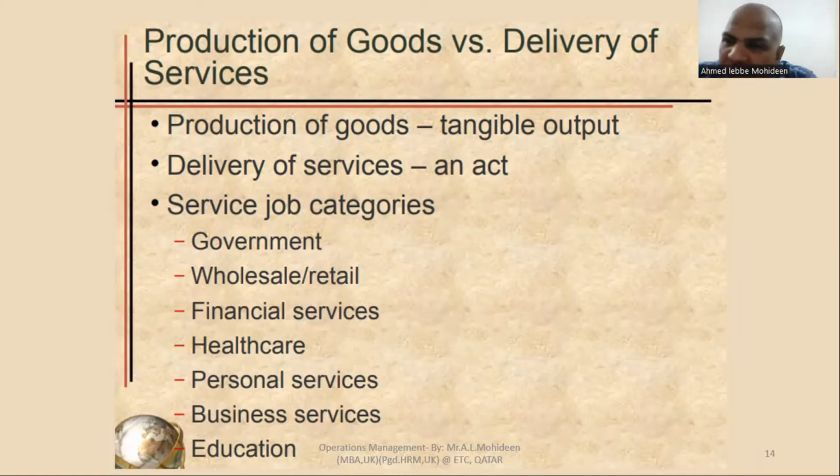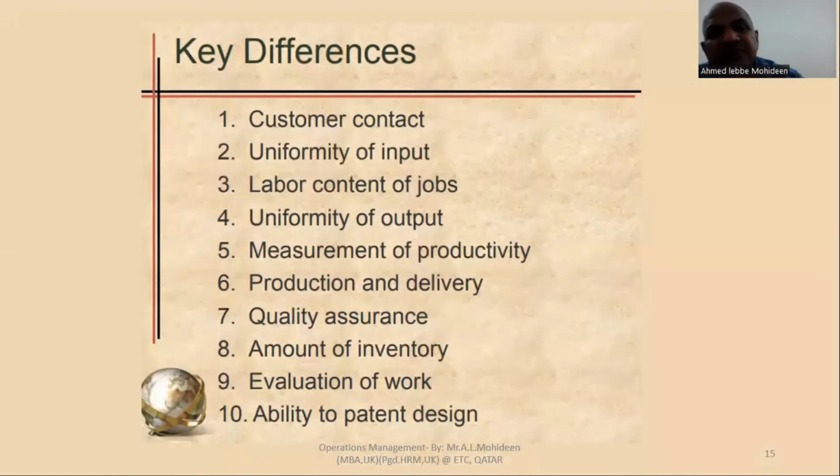Then there are the wholesale and retailer, financial services, health services, personal services, business services, education services. These are the service categories. These are actions. In operations management, you should have some idea of customer contact, uniformity of input, labor content, measurement of productivity, production and delivery, quality assurance, amount of inventory, evaluation of the work, and ability to patent design. These are the areas you have to remember when you make something. We will study one by one.